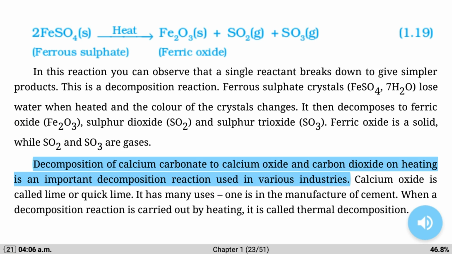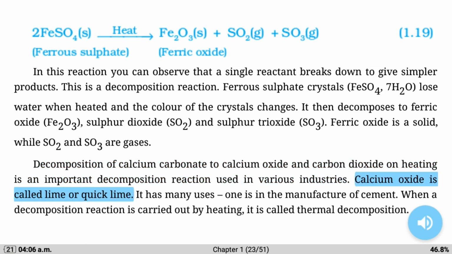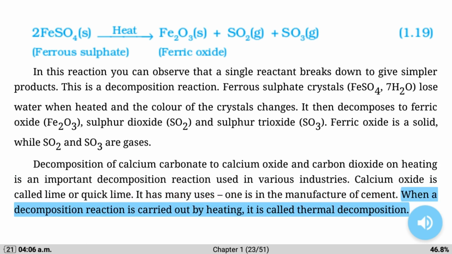Decomposition of calcium carbonate to calcium oxide and carbon dioxide on heating is an important decomposition reaction used in various industries. Calcium oxide is called lime or quick lime. It has many uses. One is in the manufacture of cement. When a decomposition reaction is carried out by heating, it is called thermal decomposition.